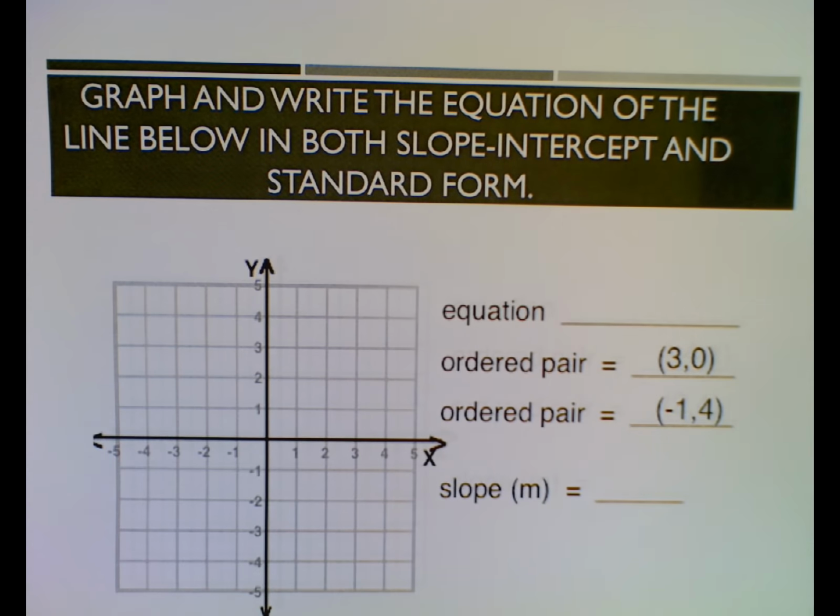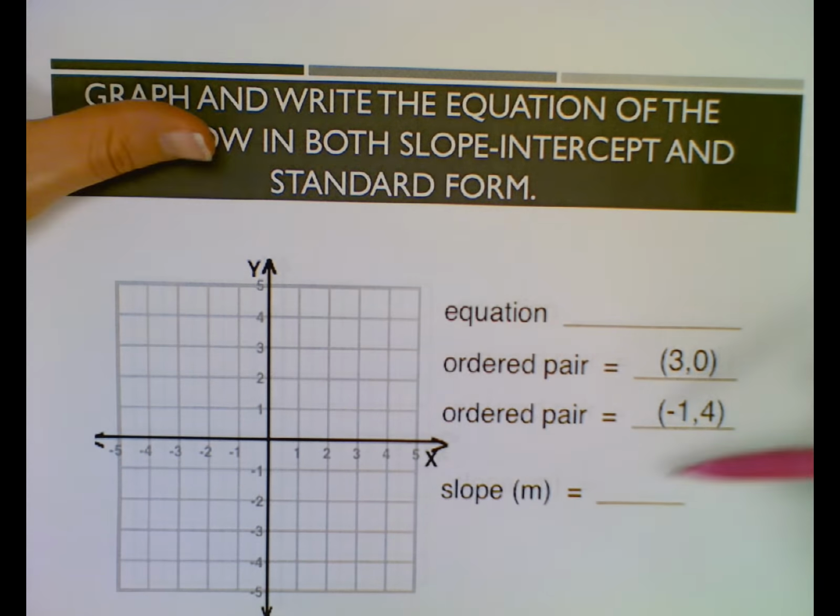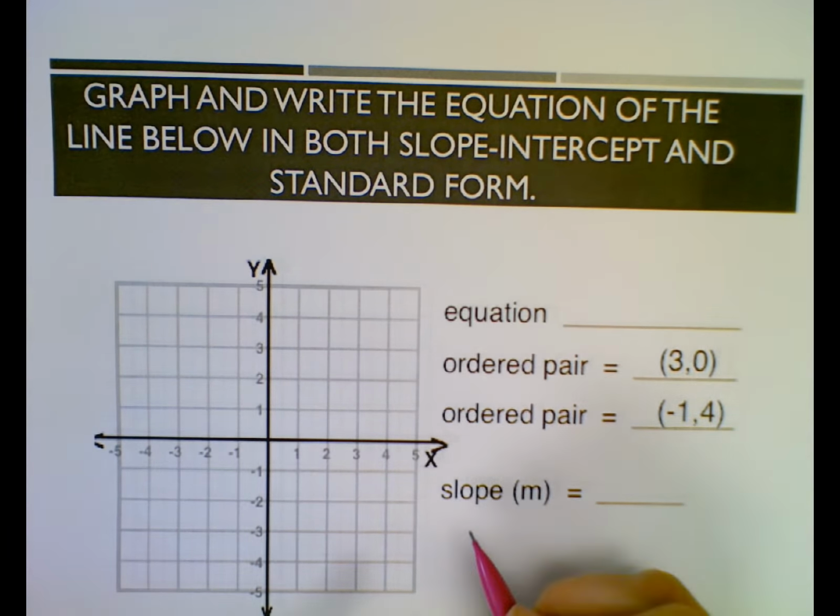All right. This is a graphing and writing problem here. So it says graph and write the equation of the line below, both in slope-intercept and standard form. All right. So the first thing I need to do is find my slope. I have 2 points.